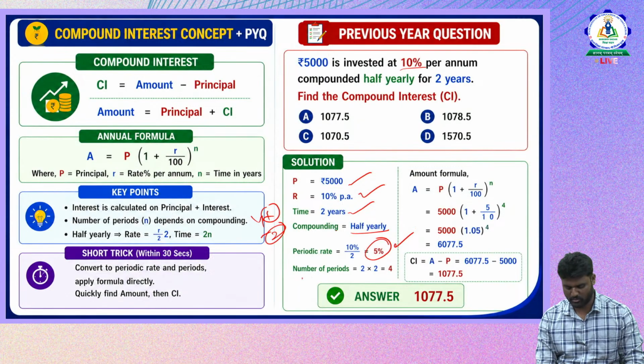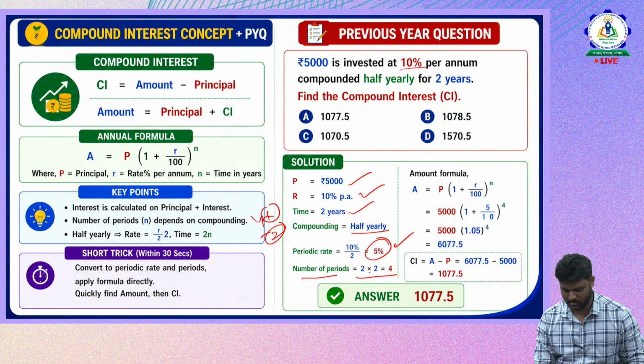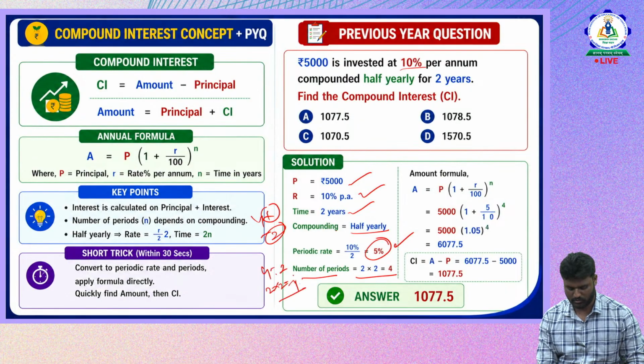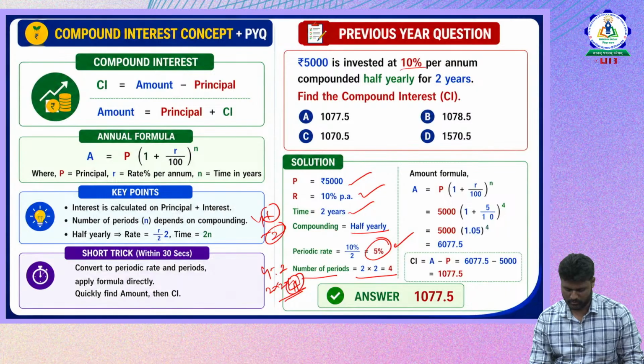So how many periods? The number of periods we need to find out. So 2 into 2, 4. Okay. How many periods? For 2 years, half-yearly means for a year 2, for 2 years it will become 4. Okay, compound. So that means the number of periods they consider for compound is 4. Okay, now let us find out the amount.